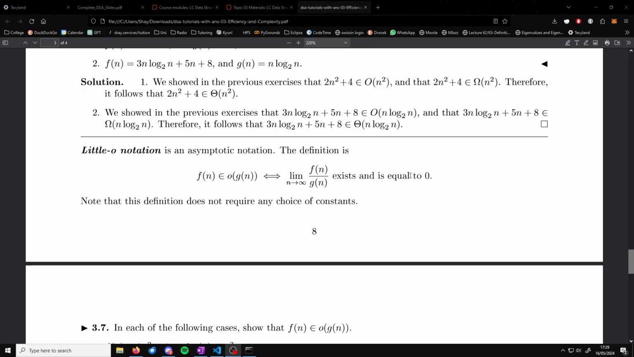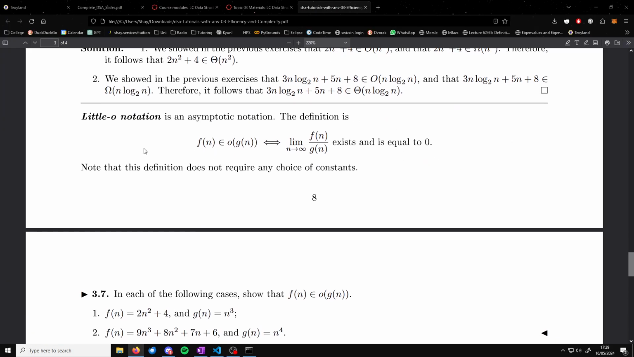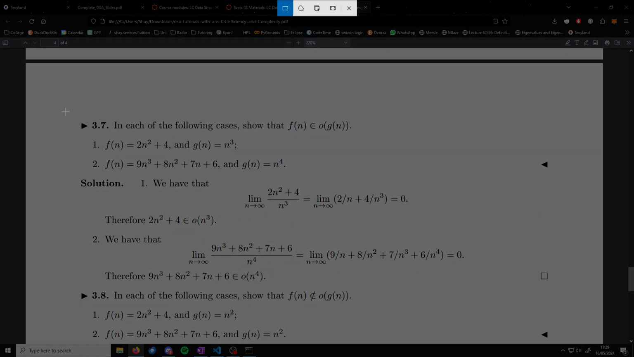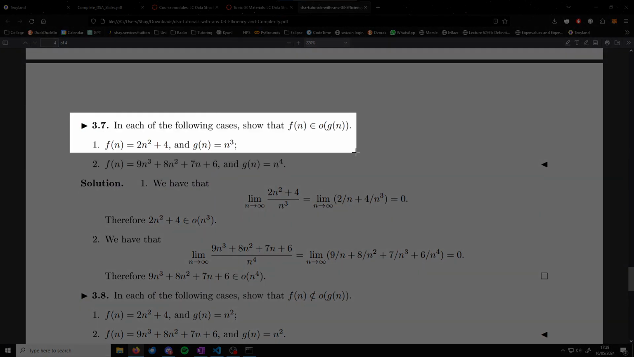Cool. Let's move on to the last type of notation we need to be aware of, little o notation. So the definition of little o is f of n is in little o of g of n if and only if, as n tends to infinity, f of n over g of n exists and is equal to 0. Note that this definition does not require any choice of constants. It's literally just this formula, and we just have to work out whether it's equal to 0 or not. So let's try it with this top one.